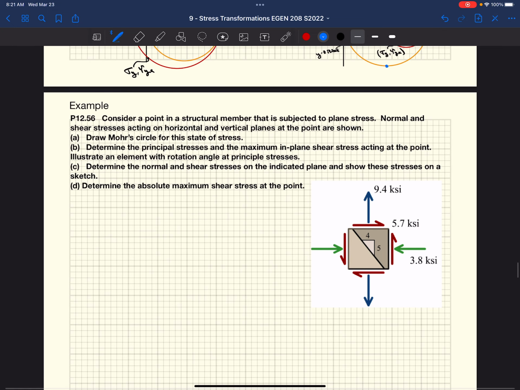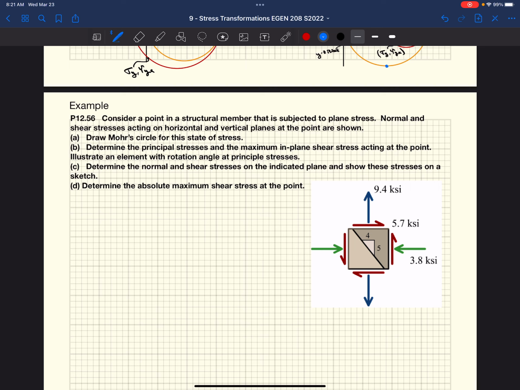All right. So with that in mind, we're going to go through another example. This one takes a little while. We've got a point in a structural member that is subjected to plane stress. And what does that mean? Well, we know that our normal stress on the Z face, the front and back of that cube, is 0, and our shear stresses acting on those in those directions are also 0.